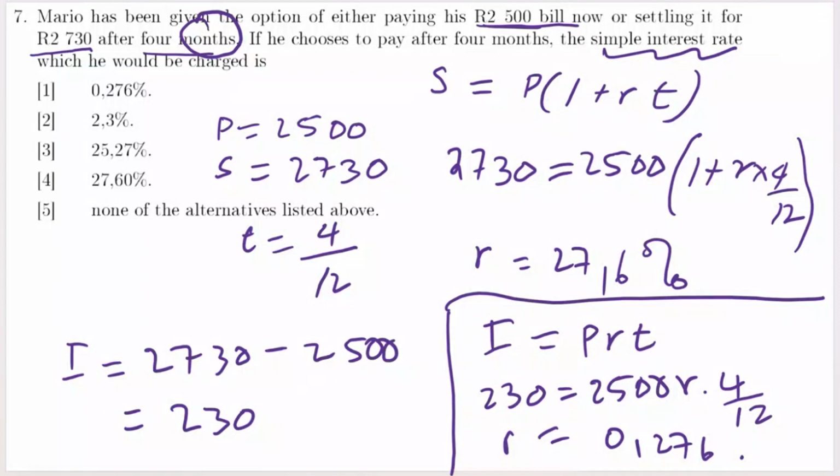So this question is similar to the previous one. I'm exemplifying using similar questions, but in a different context. So let's go and have a look at annuities.